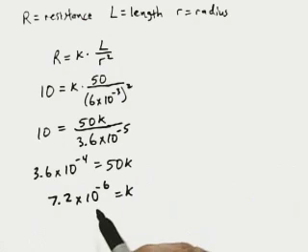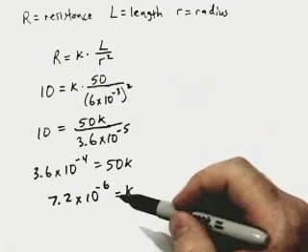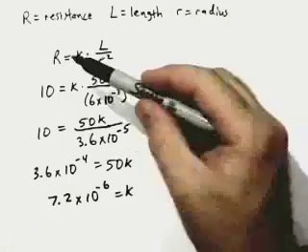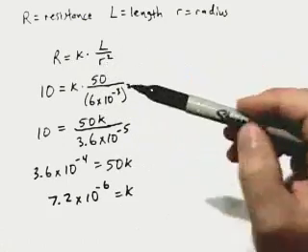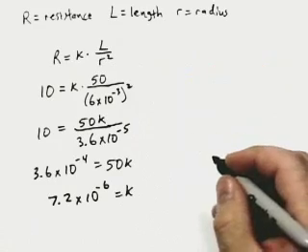Now we can use this value for K to answer the question that's actually asked, and that is, what would the resistance be if we had 100 feet of the same wire, but we increased the radius to 7 times 10 to the negative third inch?